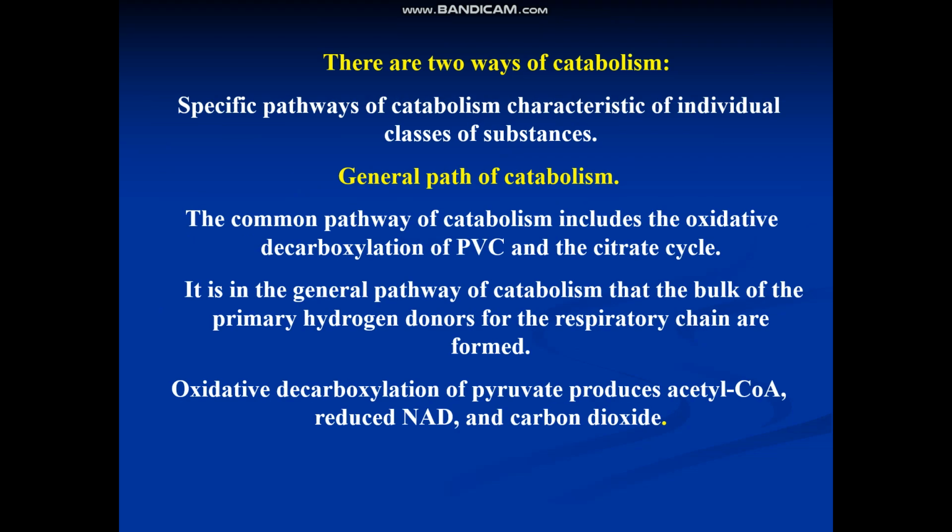Acetyl coenzyme A is oxidized in the citric acid cycle to carbon dioxide and water. There are two ways of catabolism: specific pathways of catabolism characteristic of individual classes of substances, and the general pathway of catabolism. The common pathway of catabolism includes the oxidative decarboxylation of PVC and the Krebs cycle. It's in the general pathway of catabolism that the bulk of the primary hydrogen donors for the respiratory chain are formed. Oxidative decarboxylation of pyruvate produces acetyl-CoA, NADH and carbon dioxide.